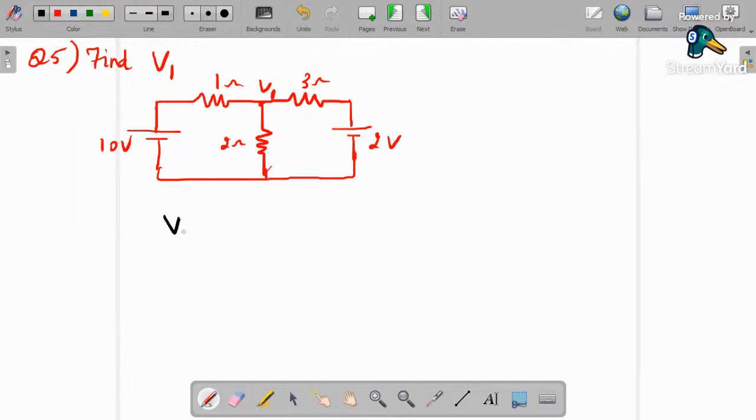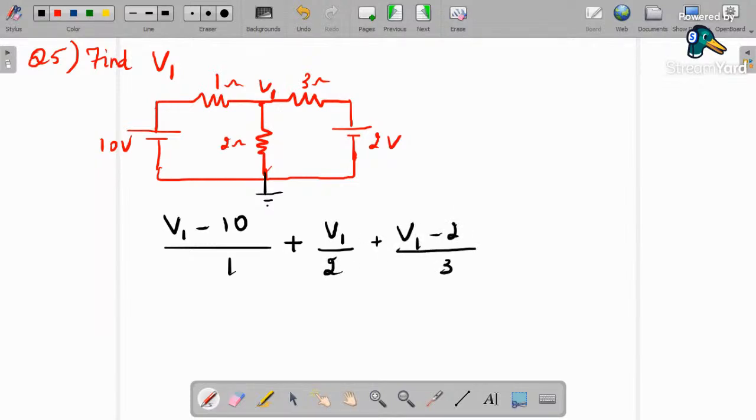Just applying nodal analysis, we'll get the answer. Right, so V1 minus 10 divided by 1 ohm plus V1 by, that is V1 minus 0, this is ground, let's assume. So V1 minus 0 by 2 ohm plus V1 minus 2 by 3 ohms is equal to 0. Yes, so take LCM, LCM is 6. So 6V1 minus 60 plus 3V1 plus 2V1 minus 4 is equal to 0.